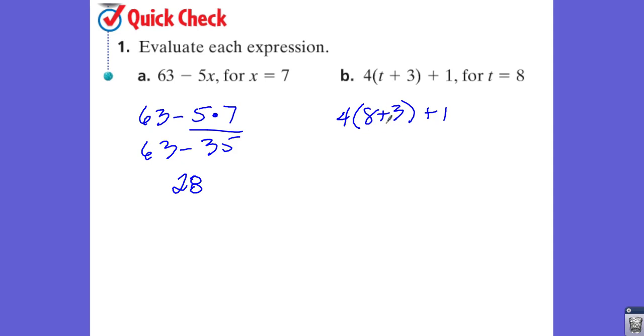So we start with the parenthesis. We get 4 parenthesis, and the 8 plus 3 gives me 11. So 8, 9, 10, 11. And then plus 1. So now I'm going to do my 4 times 11, which gives us 44. And then now 44 plus 1 gives us 45.